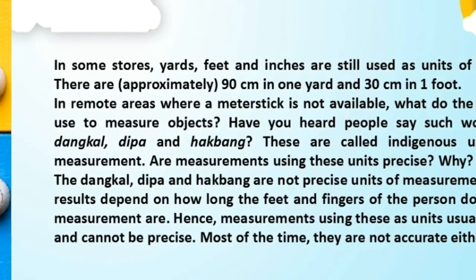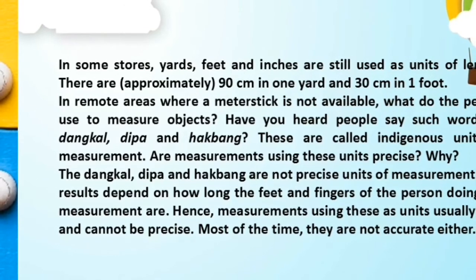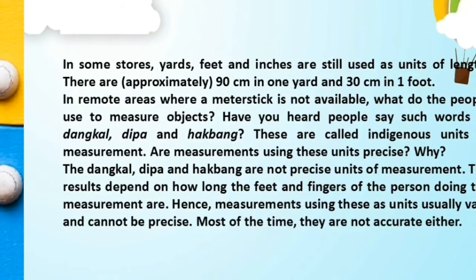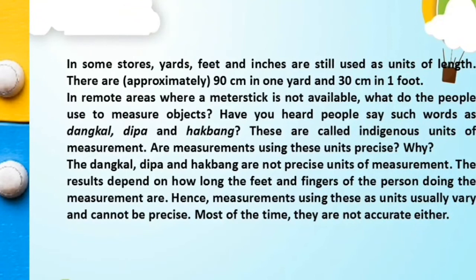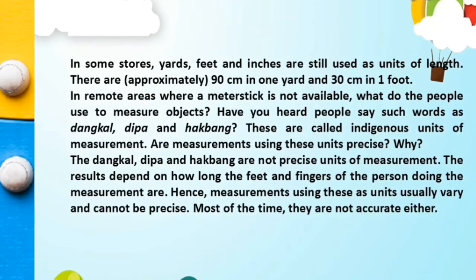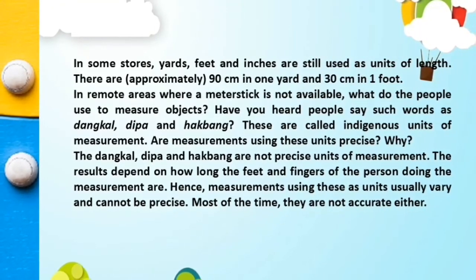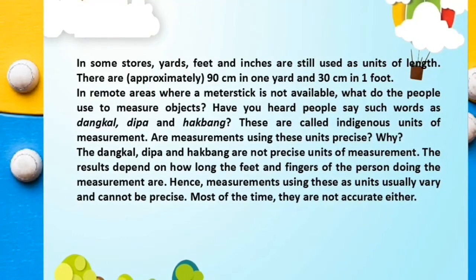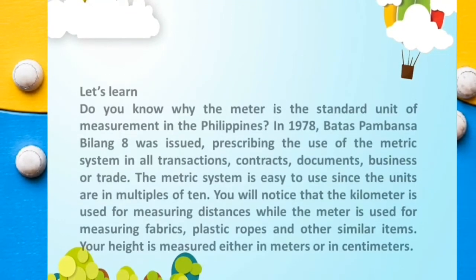Are measurements using these units precise? Why? The dangkal, dipa, and hakbang are not precise units of measurement. So, bakit nga ba? The result depends on how long the feet and fingers of the person doing the measurement are. Of course, diba? Kasi magkakaiba ang kamay o paa ng isang tao. Hence, measurements using these as units usually vary and cannot be precise. Most of the time, they are not accurate either.